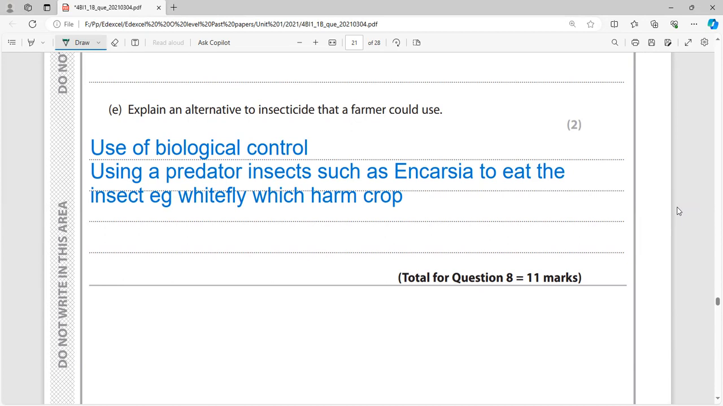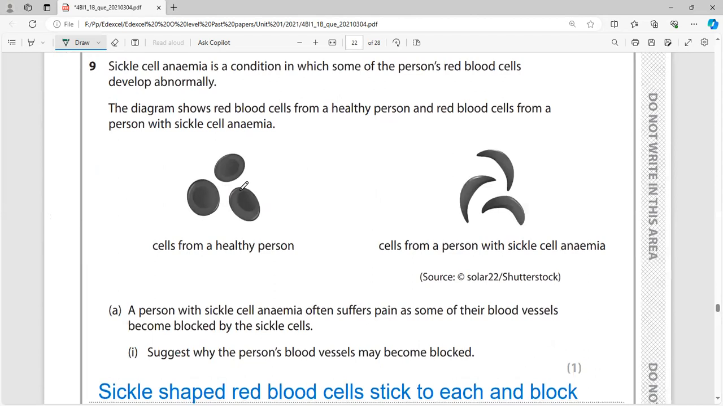So we can use predator insects as biological control, such as Encarsia, which eats the whitefly that harms the crop. So these are two methods we can use. So you can write your answer. We're going to move to the next question.